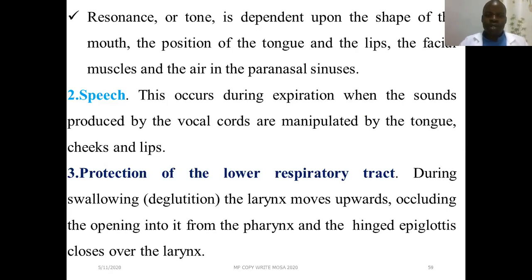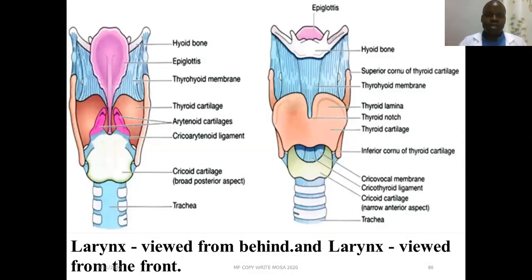Protection of the lower respiratory tract. It also helps in protecting the lower respiratory tract, like I explained earlier, that it is lined with ciliated columnar epithelium. So dust that might have entered will be trapped, swallowed or coughed out, so that we prevent lower respiratory tract infections.